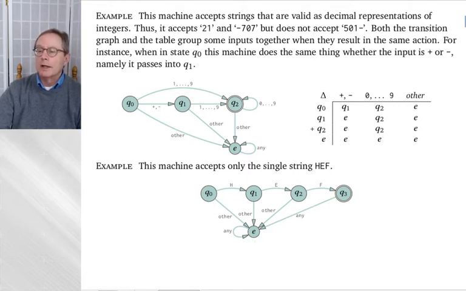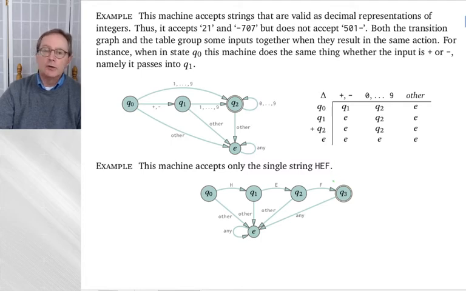So if this machine sees an H as the first character, then it goes to Q1. If the machine sees anything other than an H as the first character, it goes into the garbage state and it never leaves. If the machine sees the H as the first character, it's in Q1. And now if the second character is an E, it goes to Q2. But if the second character isn't an E, then it goes down to the error state. If the third character is an F, then the machine goes to Q3. If the third character isn't an F, you get the idea.